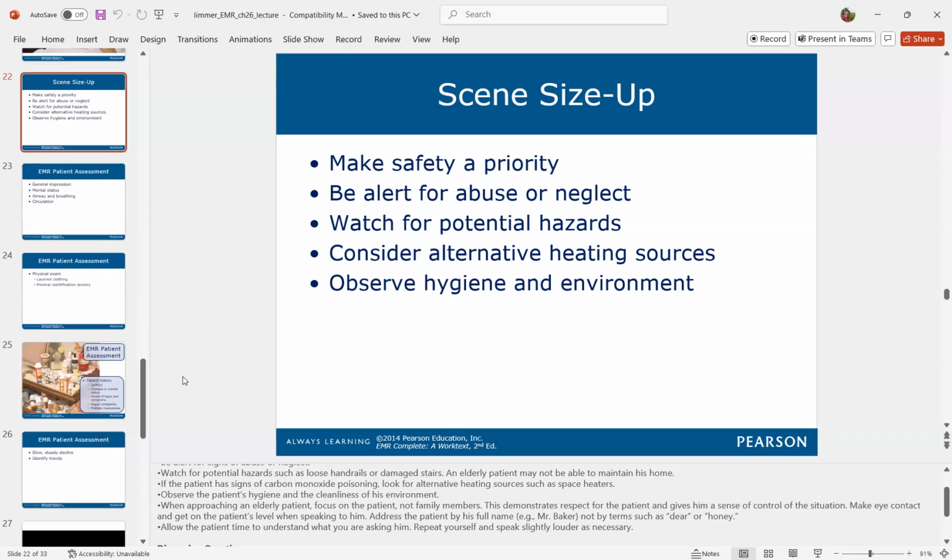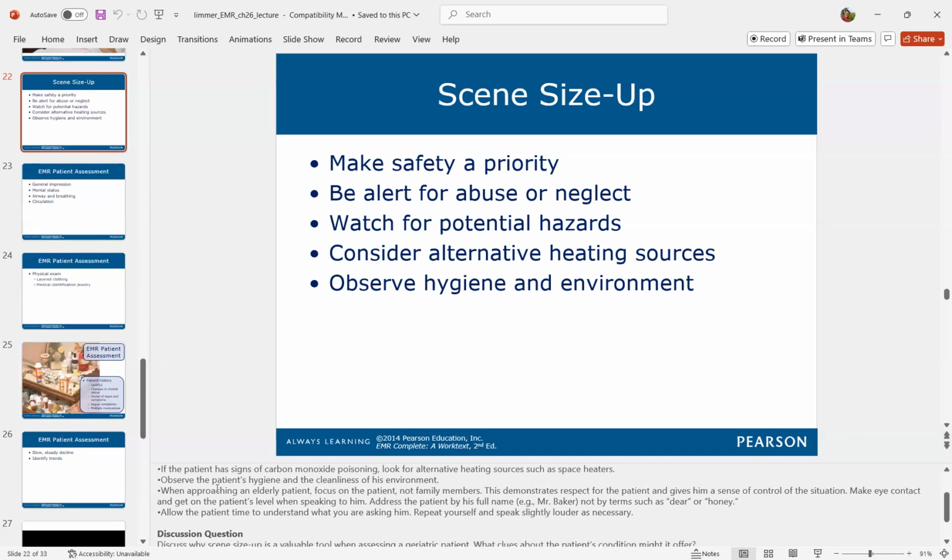Allow the patient time to understand what you're asking them. Don't bombard them with questions. So give them time to answer you back. Speak aloud so they can hear you, but not shouting because then they'll yell at you. I'm not deaf. Right? It will happen.